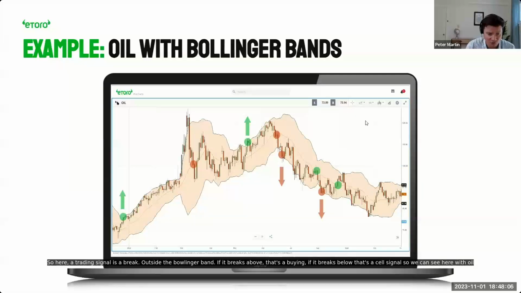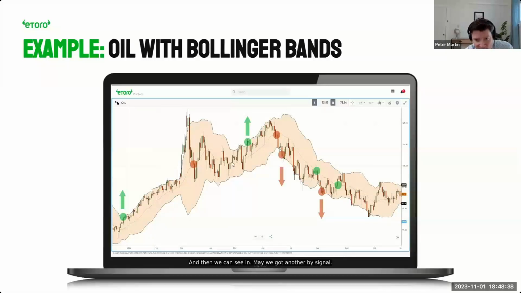So we can see here with oil, the green arrow on the far left shows where we got price breaking above the upper Bollinger Band, and that is a buy signal. Price then did trend up in February into March. And then in the middle of March, I've got this red circle marked on the chart. This is where price comes down and crosses the SMA in the middle, and this is the closing signal for this method.